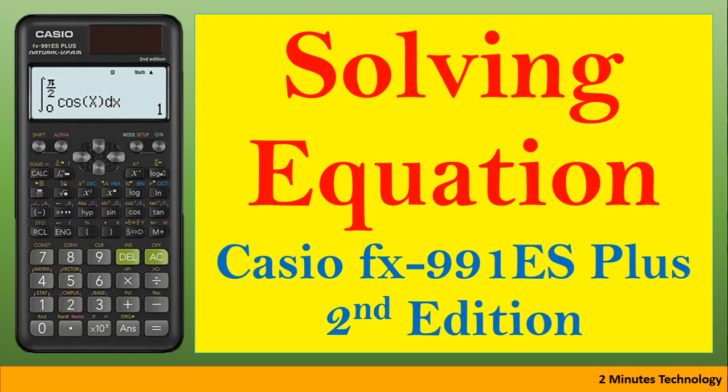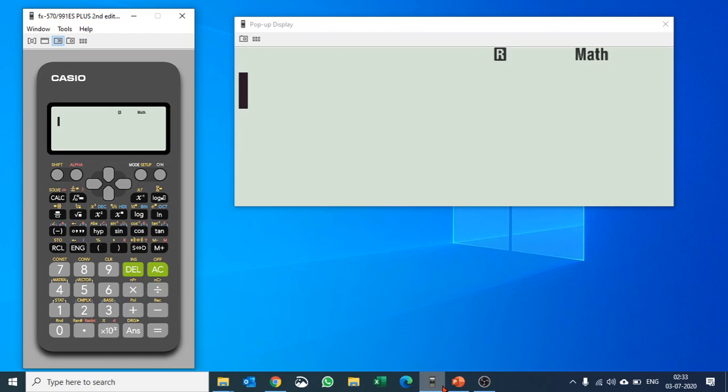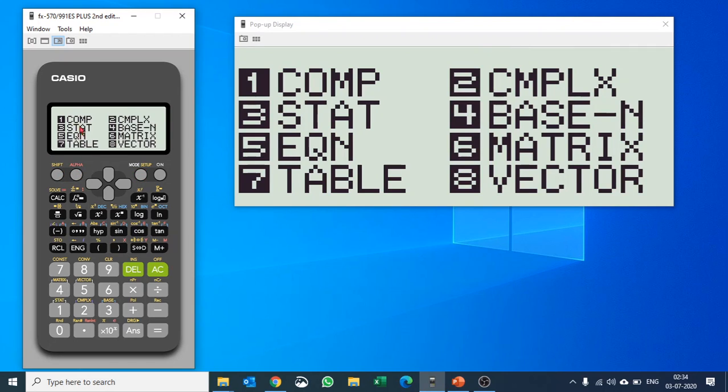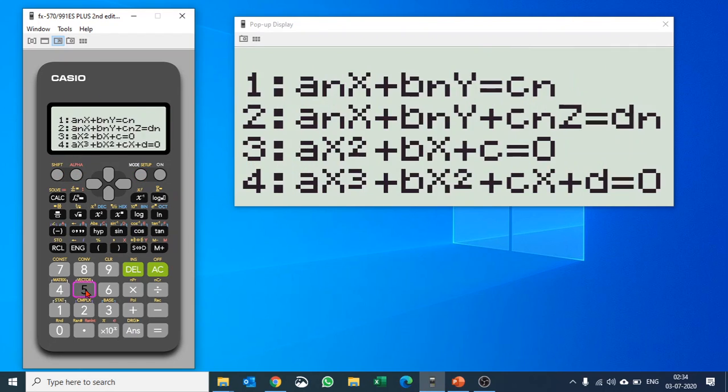So today I am going to talk about solving equations on the fx-991ES Plus second edition. This calculator gives you an option to solve up to 3-degree polynomial or 3 variable simultaneous equations. In order to do either of them, we would change our mode and we'll go to equation number 5.